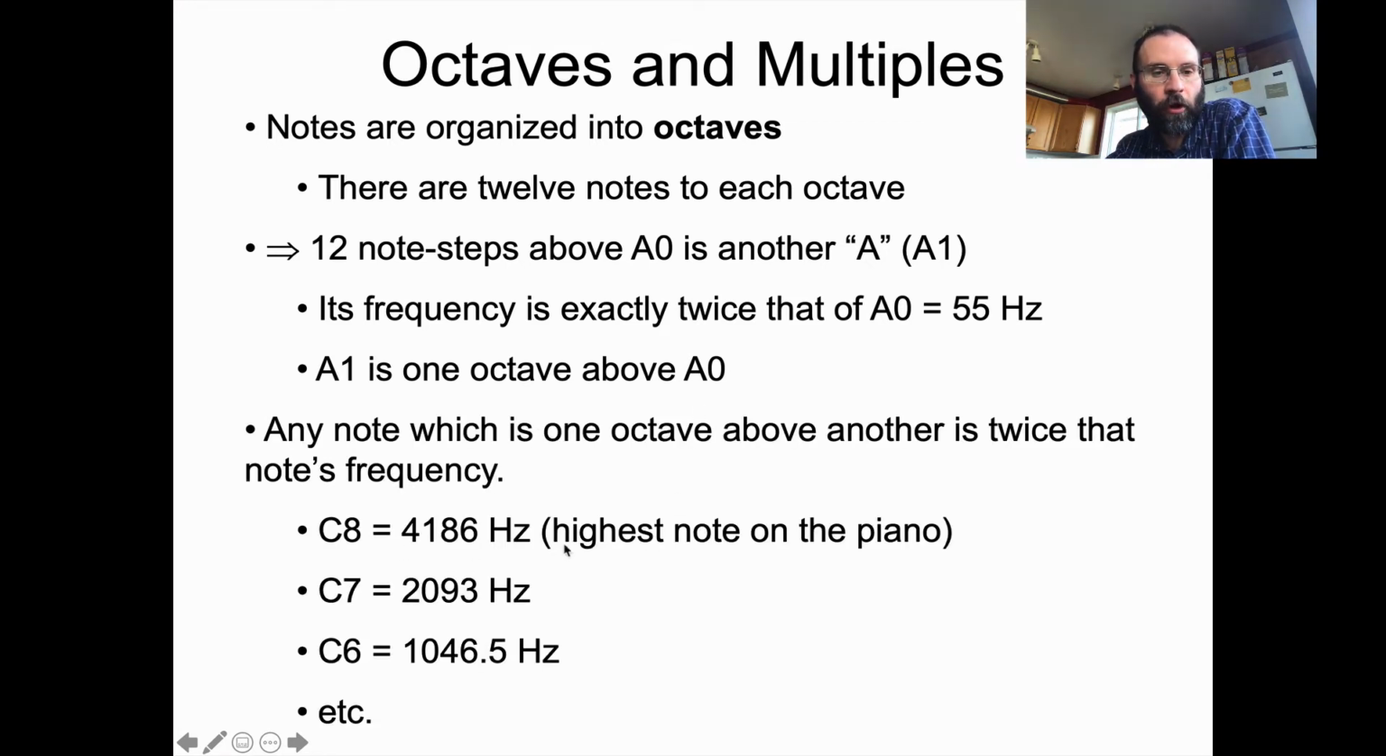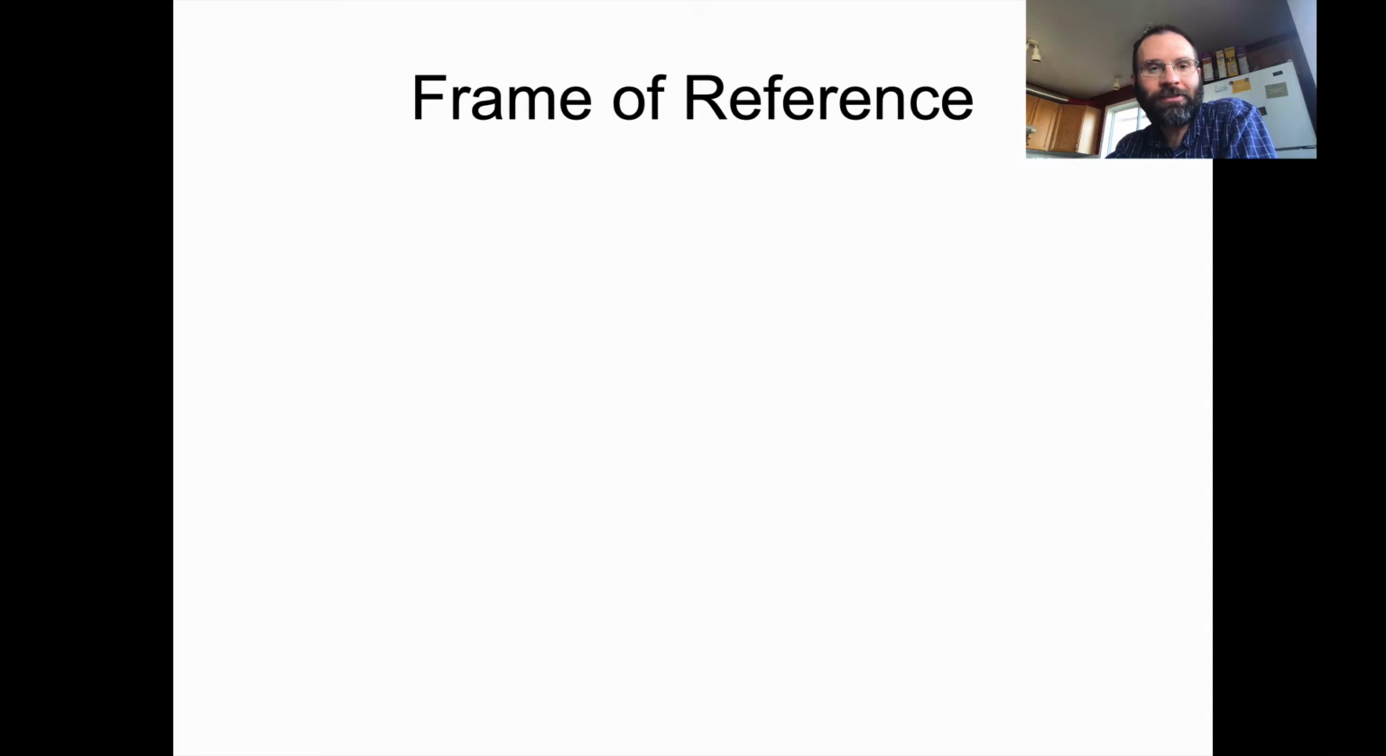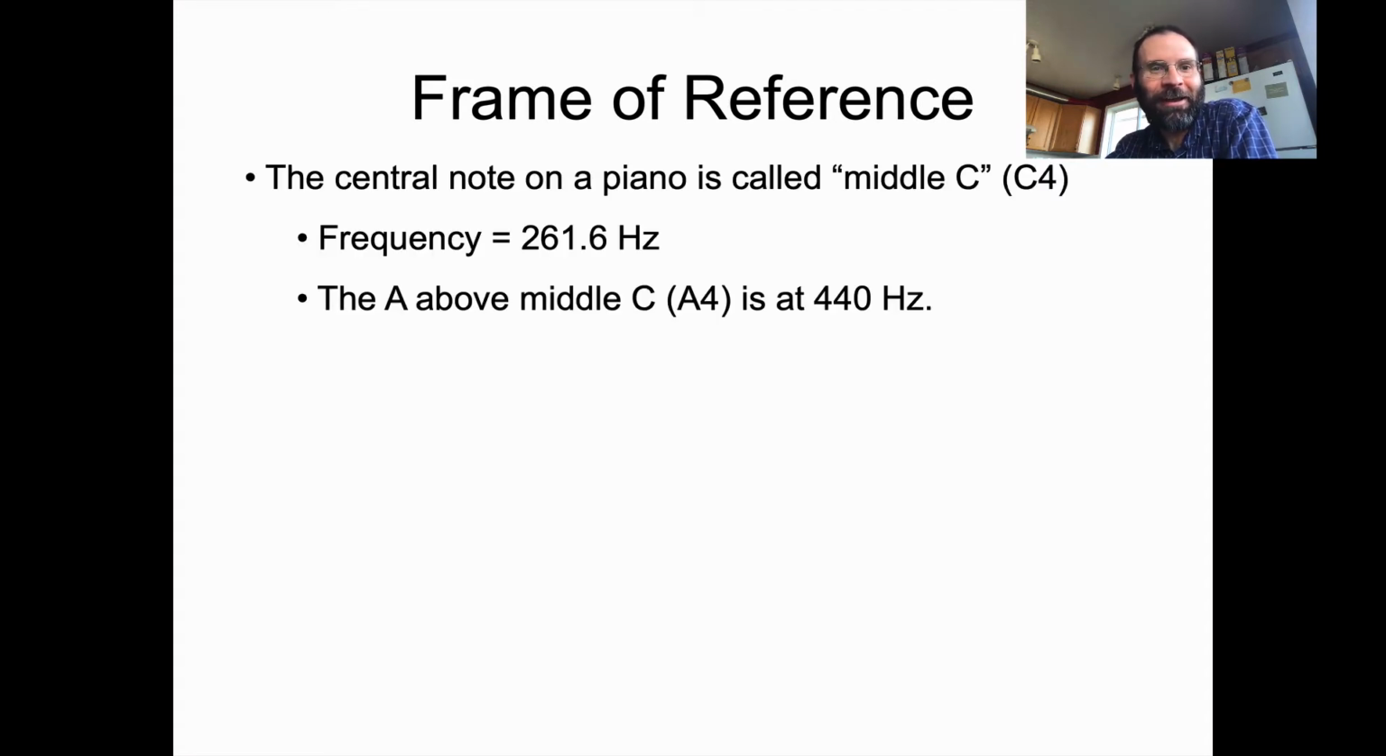As I mentioned before, C8 is about 4,186. C7, the next lowest C note, will be 2,093, and then 1,046, so on and so forth. I can't remember, I think middle C is like 261, so that's about a quarter of this value right here. So 2 octaves below that, C4, which is also kind of a funny reference too, but I'll let you look that up on the internet.